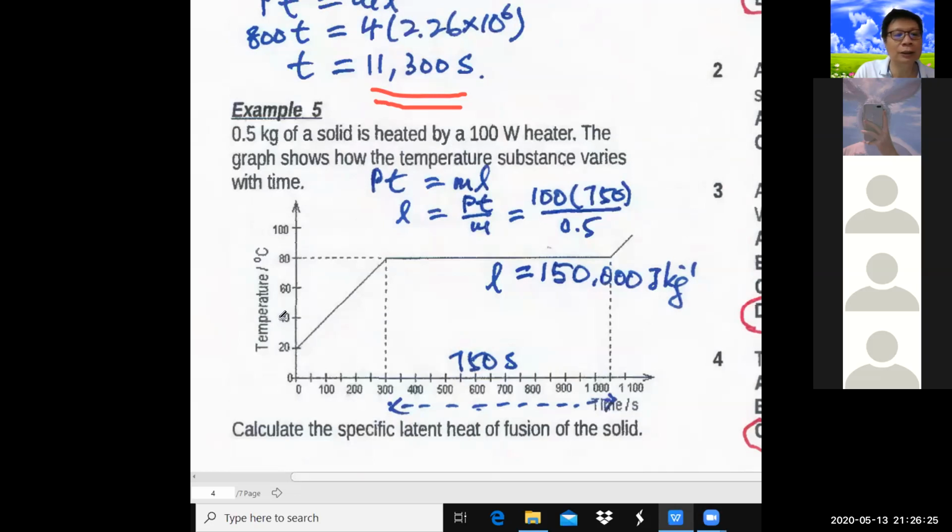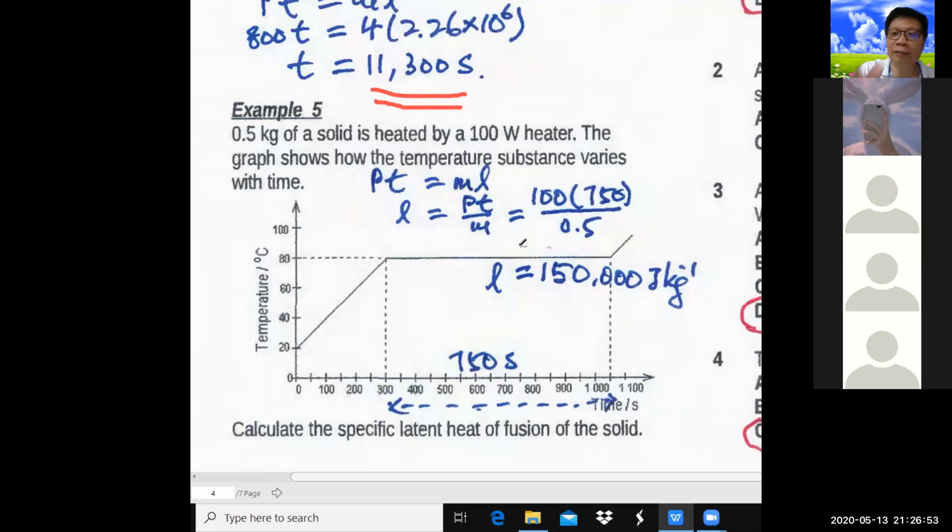Okay. So you can notice here now, at first you heat up the solid, the temperature goes up from 20 to 80. Then when it reaches 80 degrees, it starts to melt. So the melting point is here, 80 degrees. Why do I say here it's melting? Because the temperature stops changing. When the temperature stops changing, it means a change of state is happening.